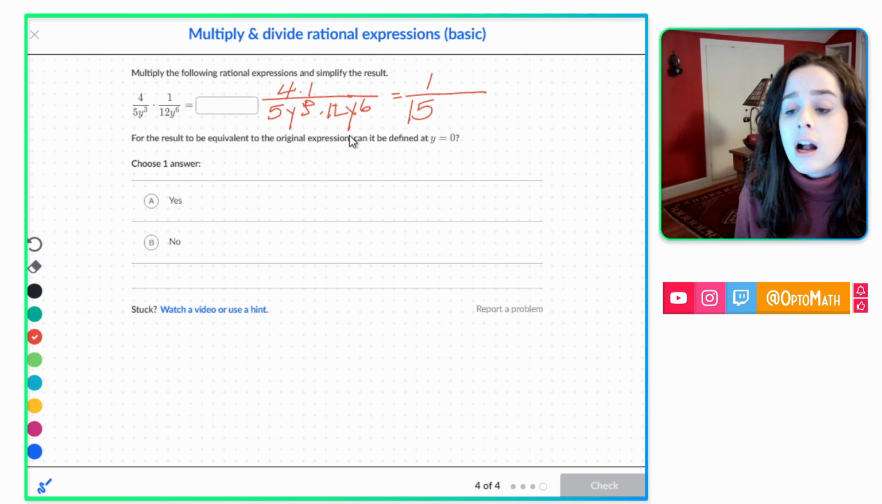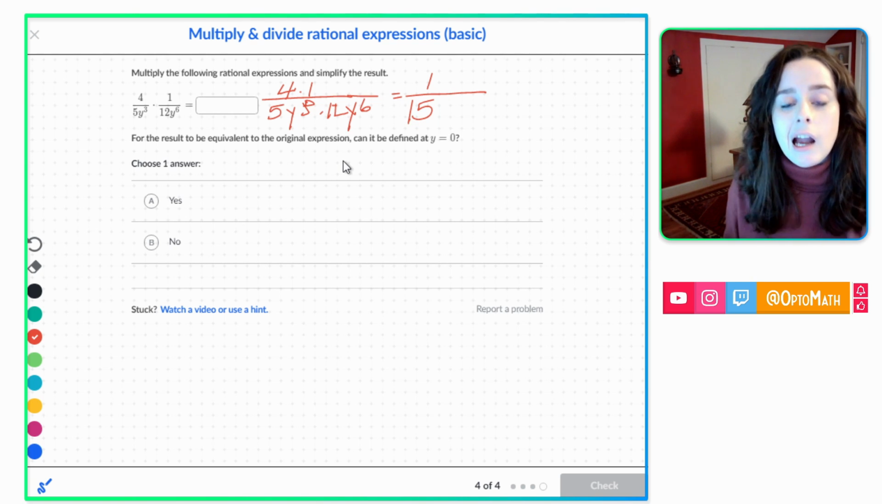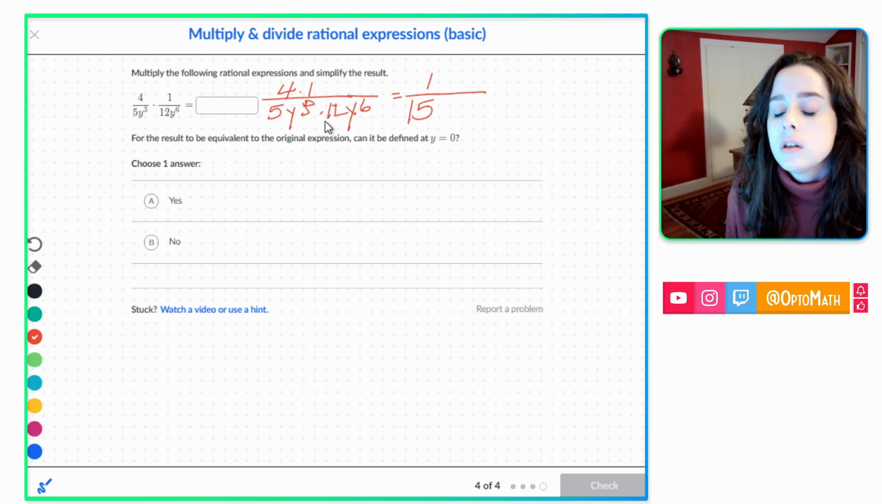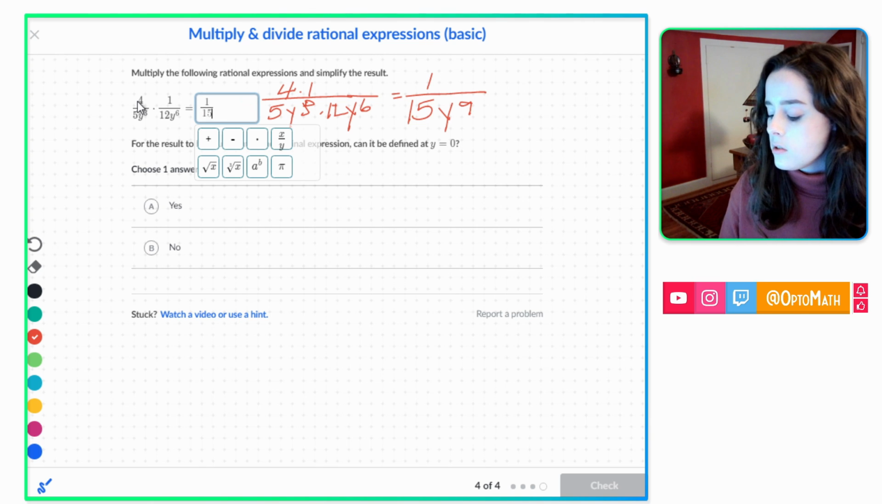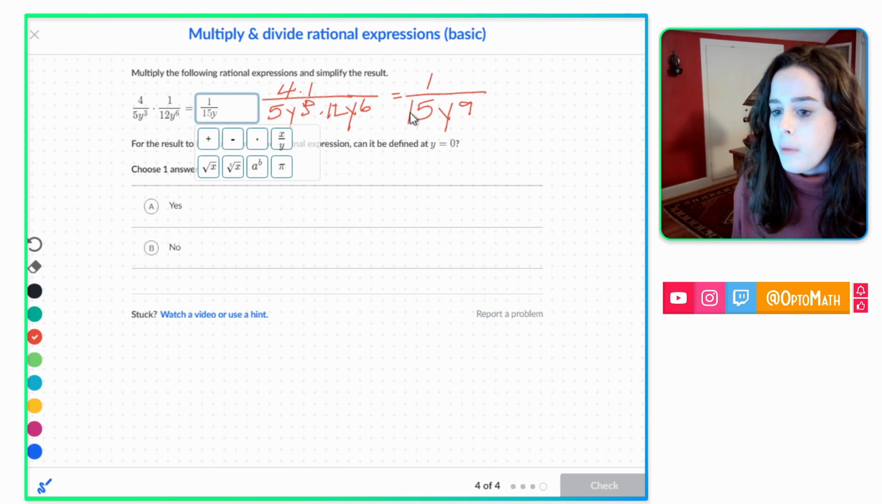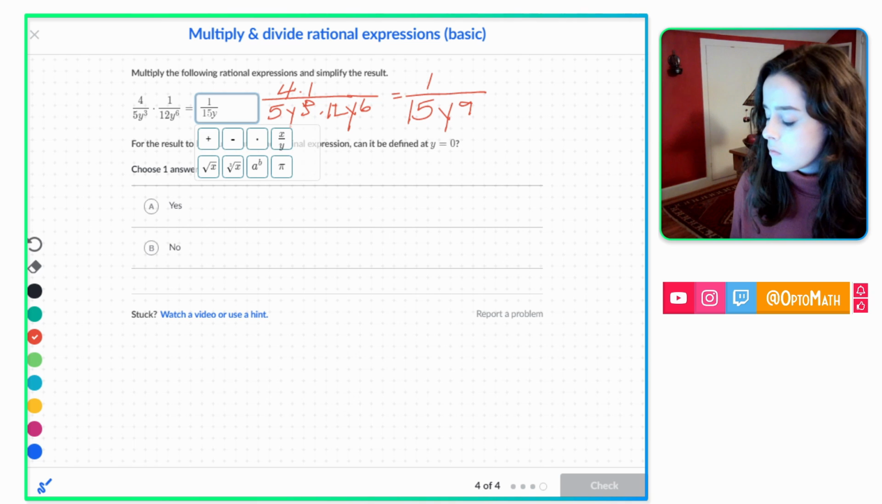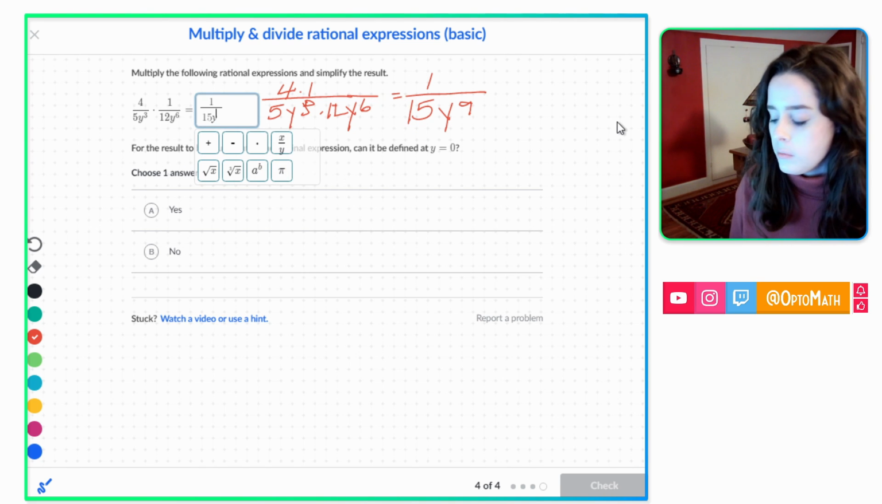And now we have to figure out how many y's we have. Remember when we multiply like a variable to an exponent, we're going to add those exponents because we're just counting up how many variables we have. So 3 plus 6, 6, 7, 8, 9, that's y to the 9th power. So here's our simplified form: 1 divided by 15y to the 9th power. So we'll put our 9 there.